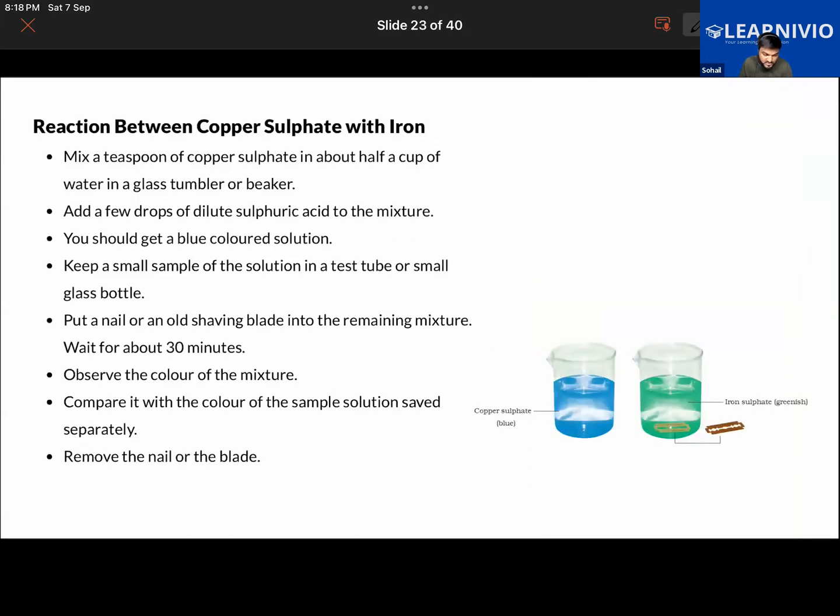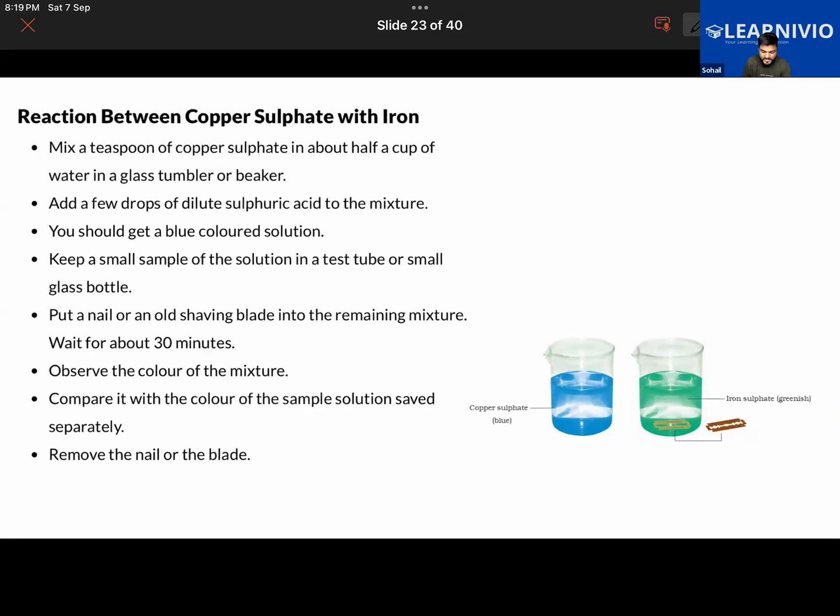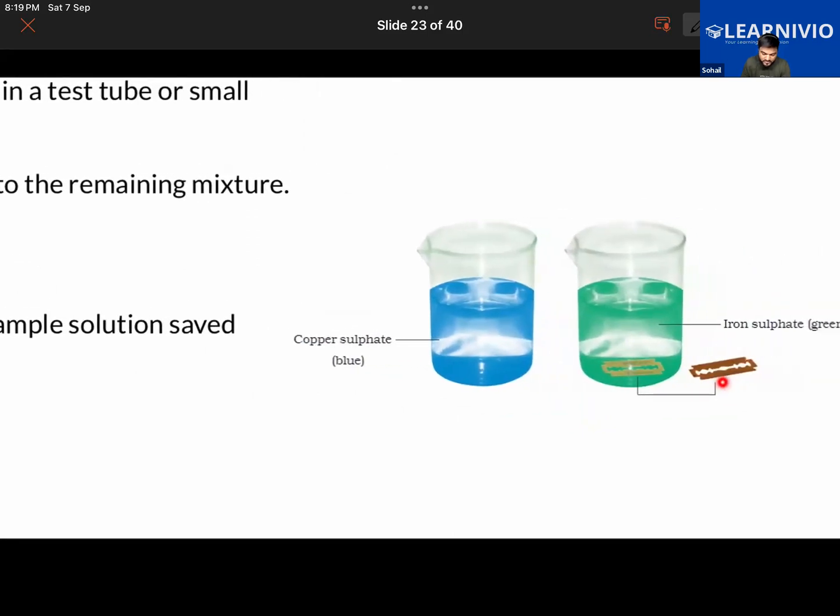Okay, reaction between the copper sulfate and the iron. When an iron object, for example an iron nail, is kept immersed in this blue colored solution of copper sulfate, a chemical change takes place to form a green colored iron sulfate solution. And there's a brown deposition on the iron object which was placed earlier in the copper sulfate solution. So this is a chemical change because the color has changed here, and there's a deposition of the copper on the iron. That's why you can see the iron has turned brownish here.